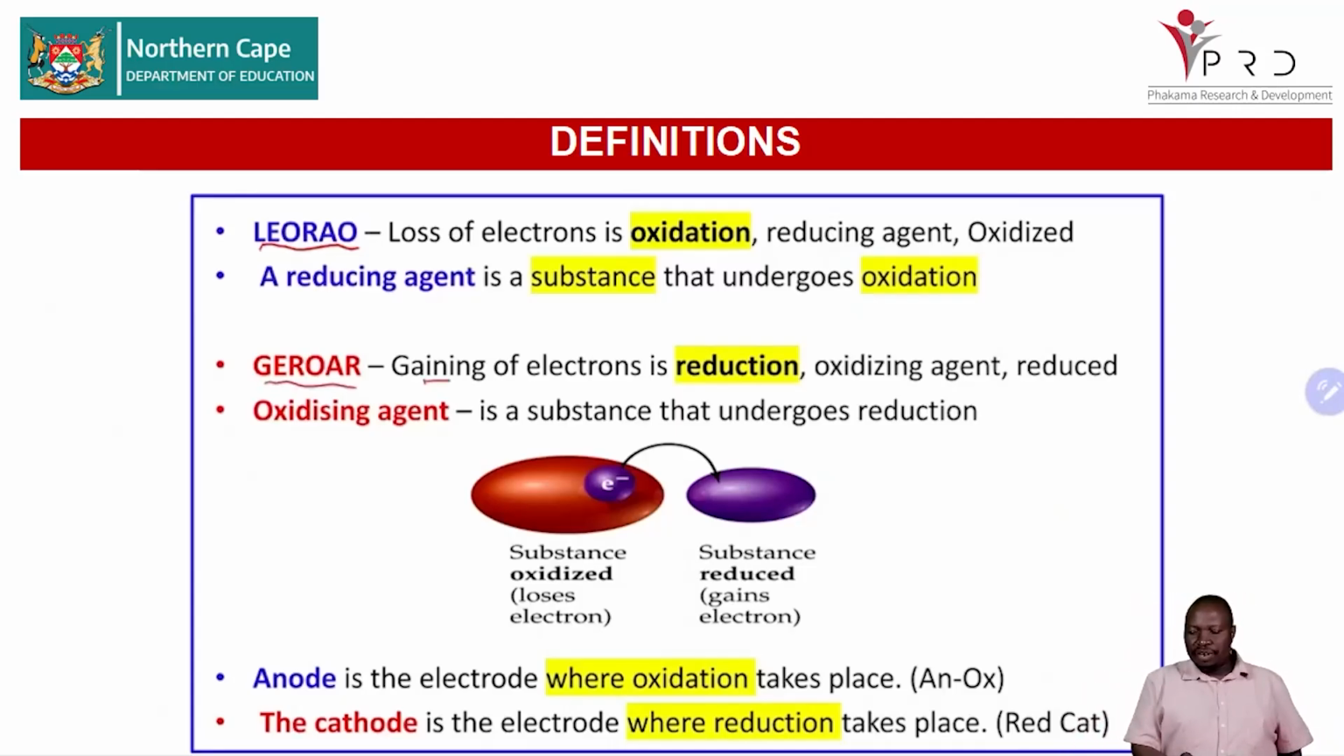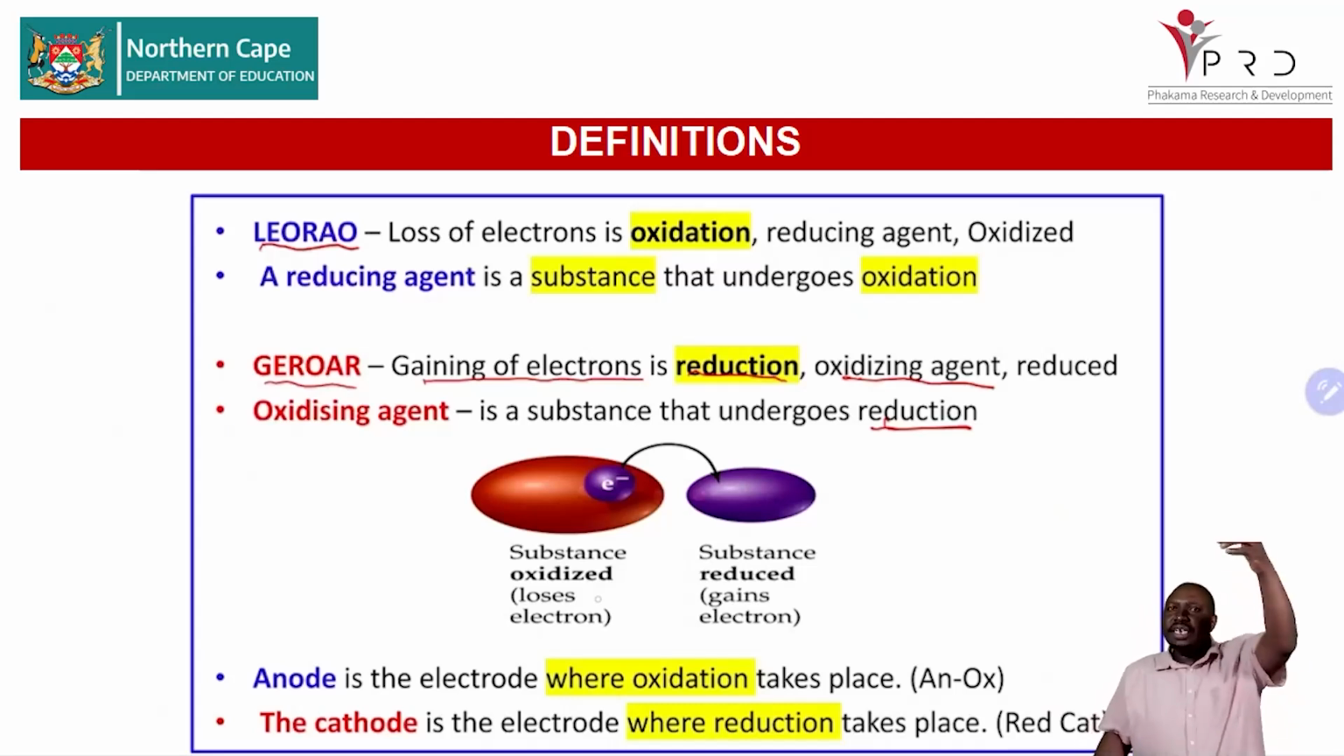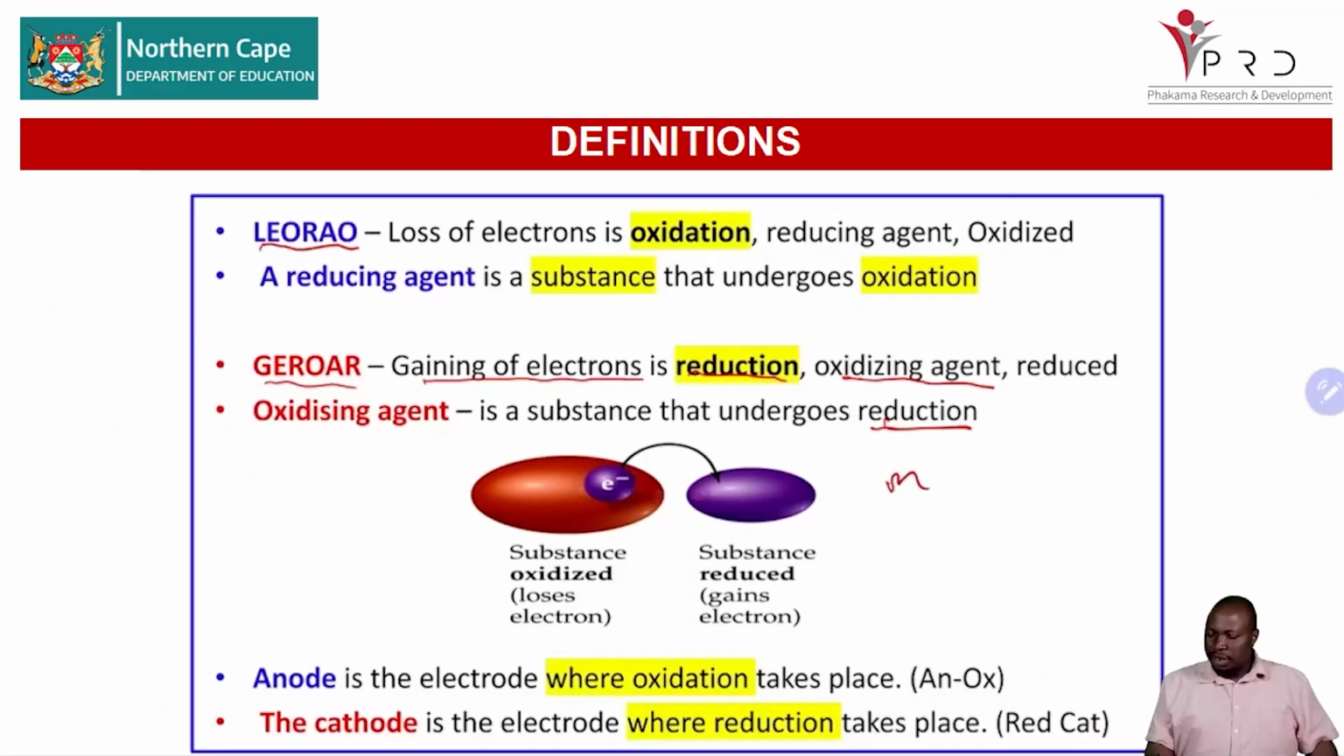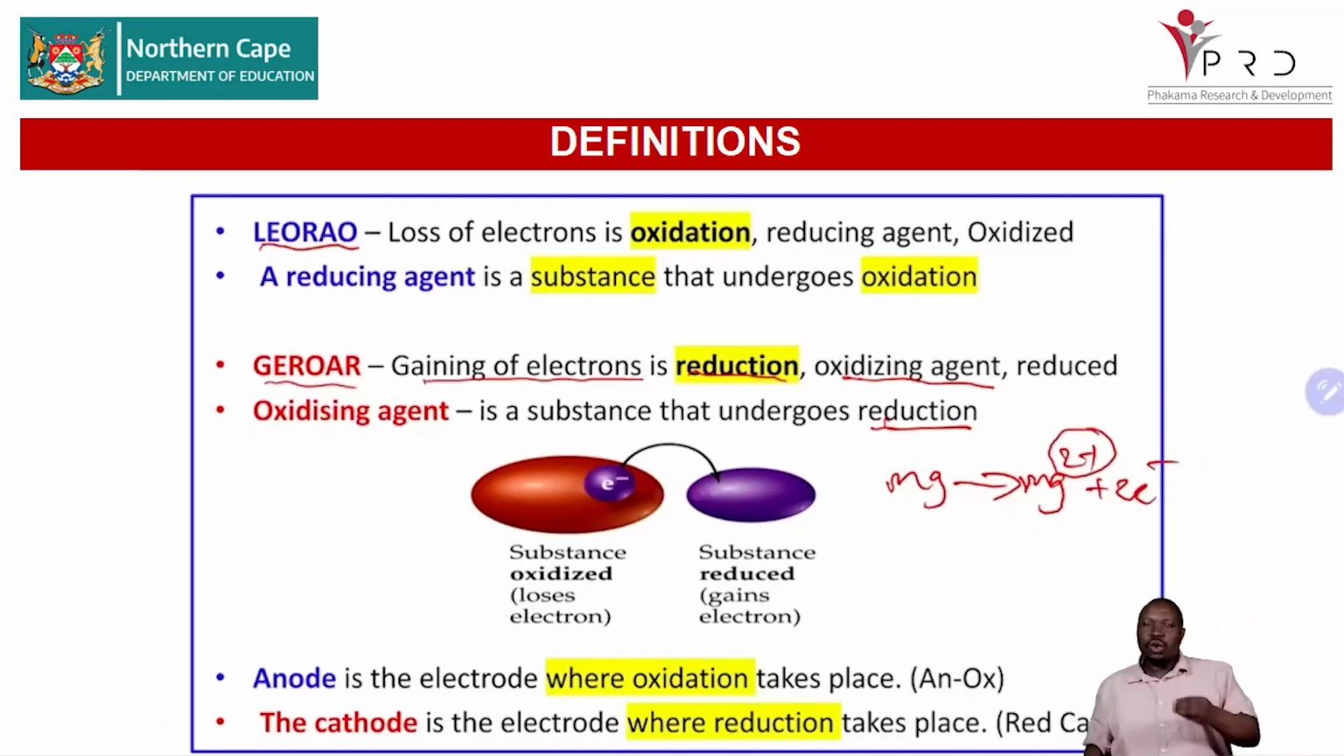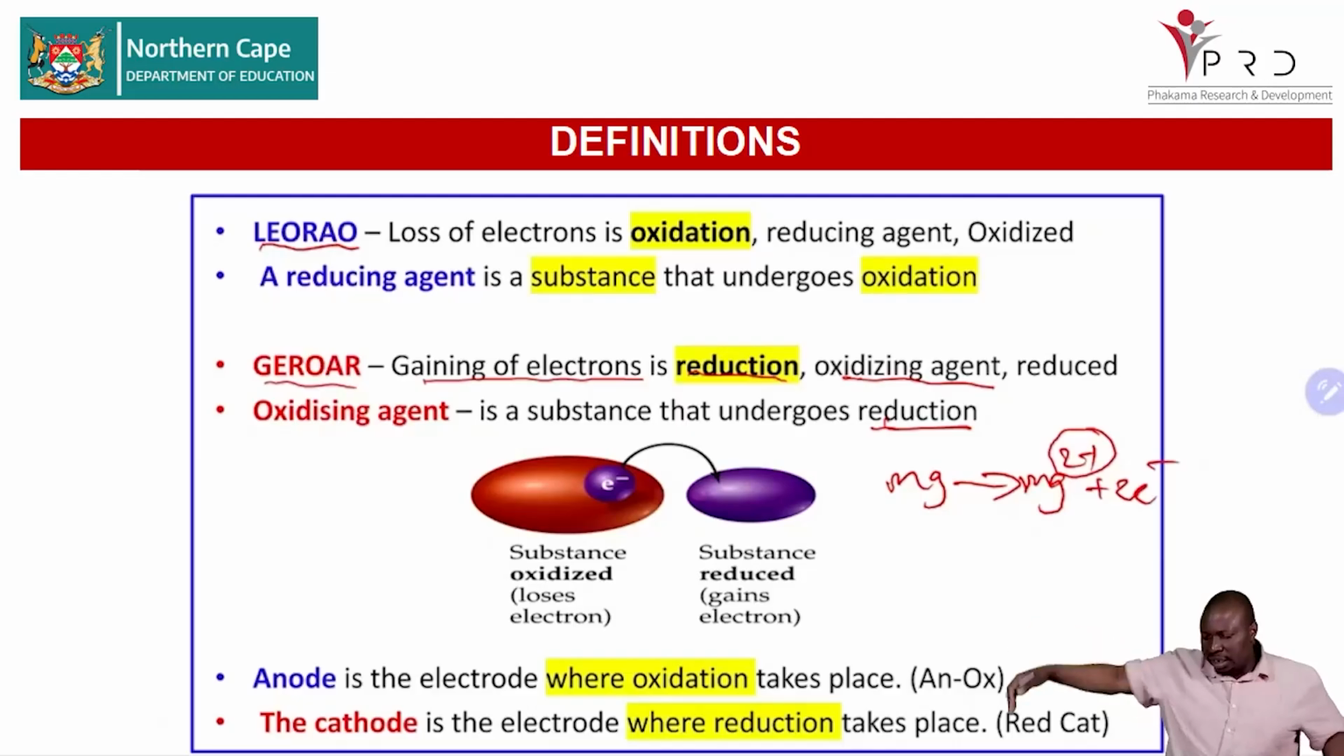We talked about gaining of electrons. We said it is reduction. We said the oxidizing agent is the substance that undergoes reduction. A substance that undergoes reduction, we said that is our oxidizing agent. Now you can see that a substance is oxidized when it loses electrons. So in real sense, we're saying the oxidation number increases. We refer to that as being oxidized. For example, I've shown you that when magnesium loses 2 electrons, it's now oxidized. So when you say it's oxidized, we're saying that its oxidation number has increased.